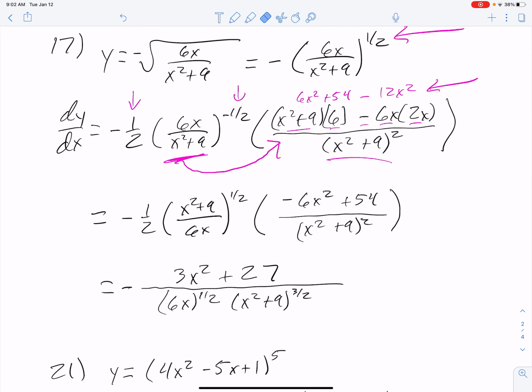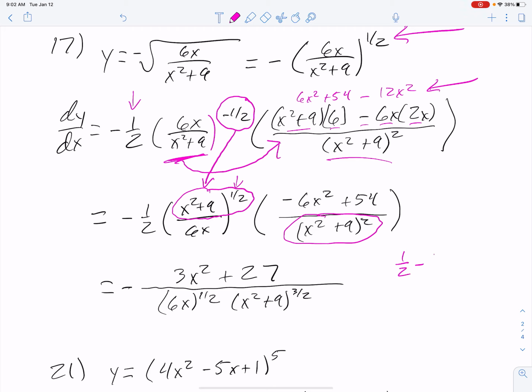Now, since this exponent is to the negative 1/2, I can take the reciprocal of what's inside that parentheses. So I flip my 6x and x squared minus 9, making my exponent positive. Since x squared plus 9 is to the 1/2 power, and I've got x squared plus 9 squared, I can use my rule of exponents that would say I have 1/2 minus 2, which is going to lead to negative 3/2. Or in other words, that x squared plus 9 in the denominator with a positive 3/2.